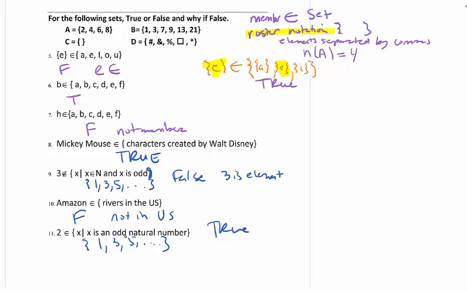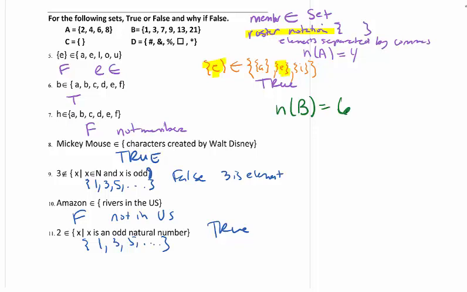Now I'm going to go back up here real quick. B, if I asked you the cardinality of B, and I said the cardinality of B, what would my answer be? My cardinality of B should be 6. What if I said to you, are any of the sets up here, A, B, C, or D, equal or equivalent?